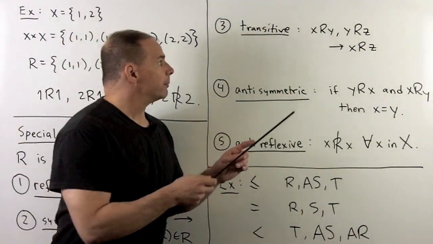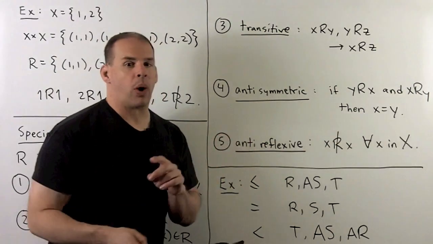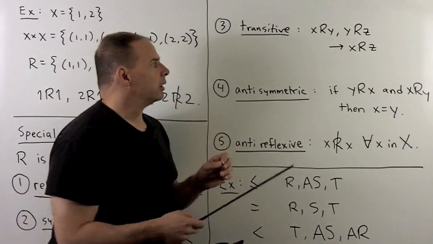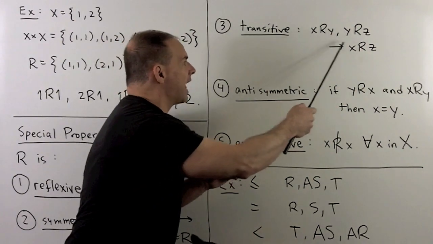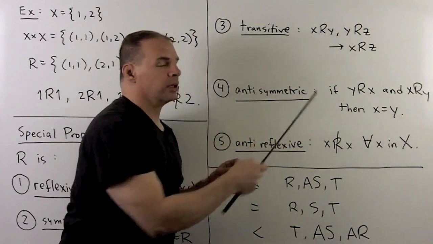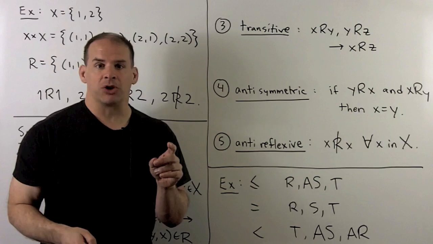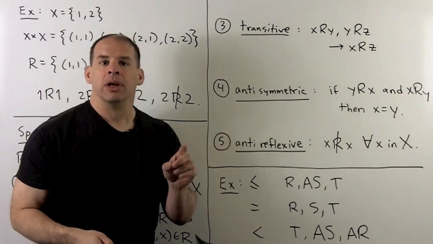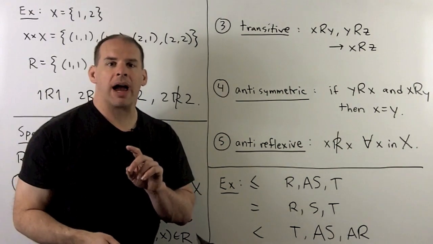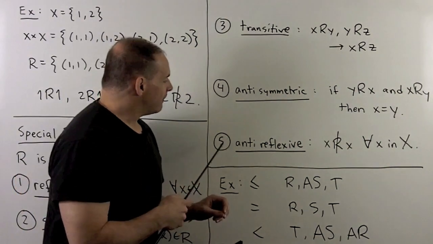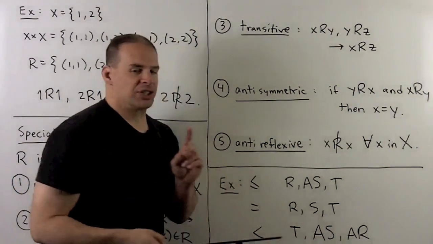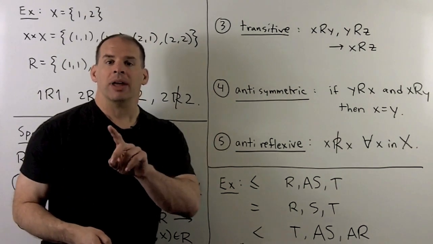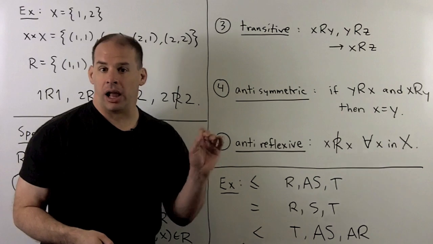For transitive, this just says if x R y and y R z, then we must have x R z. So here effectively we're just collapsing the inside. For anti-symmetric, this says if y R x and x R y, we must have x is equal to y. Finally, anti-reflexive just says x is never related to x. So (x, x) is never an element of R.